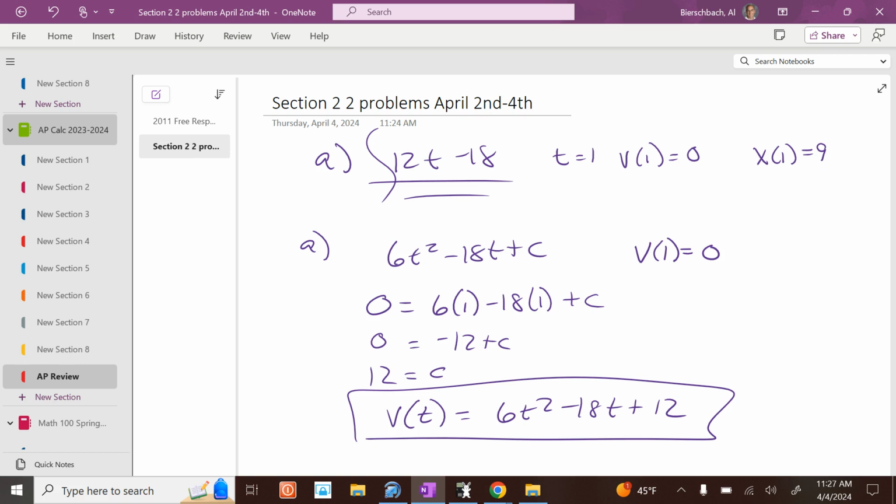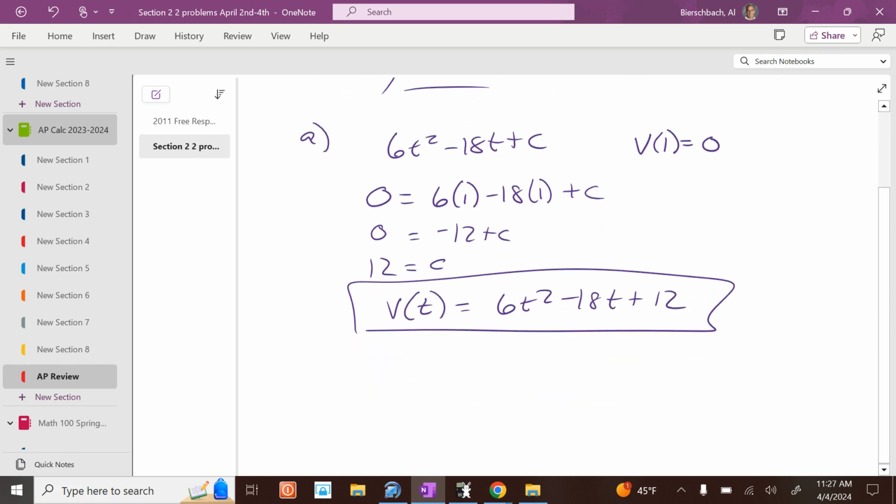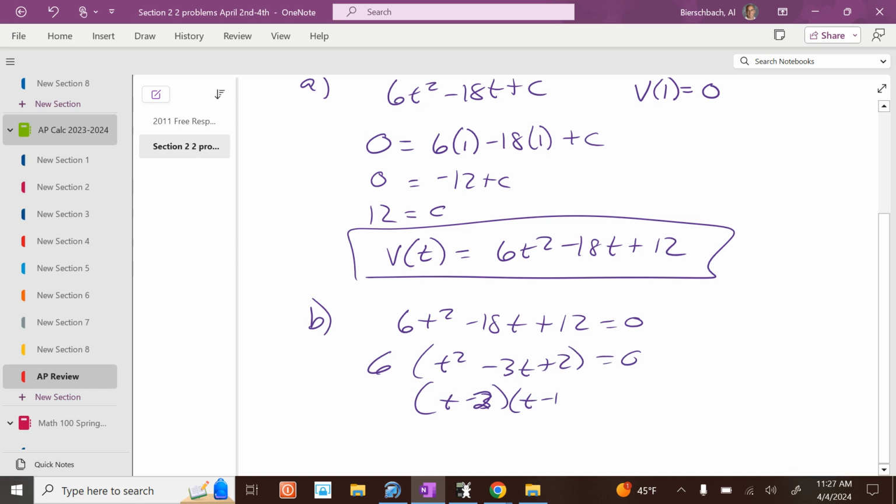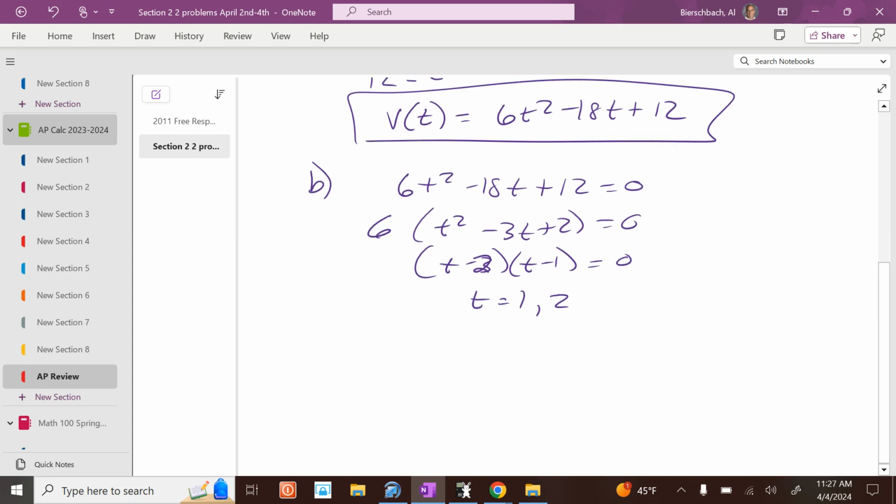Part B, at what time does the particle change direction? We talked about this yesterday. When a particle changes directions, its velocity becomes 0. So you set this equal to 0: 6t squared minus 18t plus 12 equals 0. I'd factor out a 6 to get t squared minus 3t plus 2 equals 0, and (t minus 2)(t minus 1) equals 0. So the time is equal to 1 and 2 seconds. Not 0, because 6 equals 0 and there's not a variable out there. Okay, so the times would be 1 second and 2 seconds.